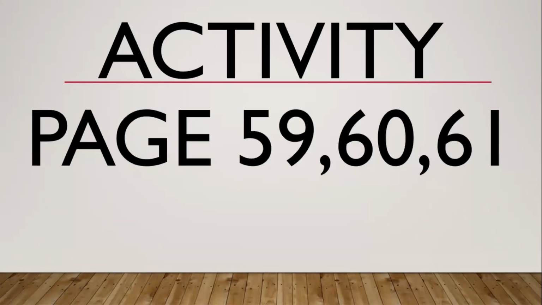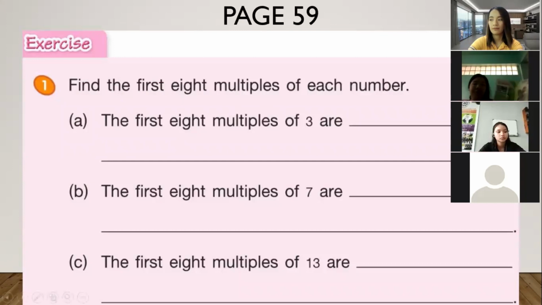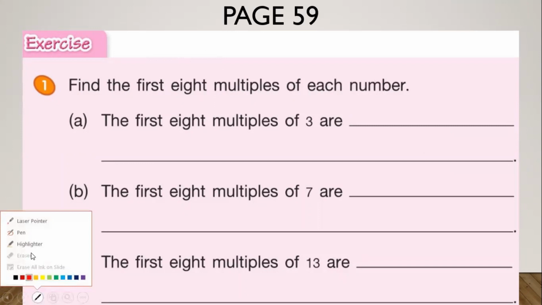Okay, so please open your books on page 59. So we will answer 3 pages today. Page 59. Are you all there? Okay, let's start with number 1. Find the first 8 multiples of each number. Remember, it said here, first 8 multiples only.